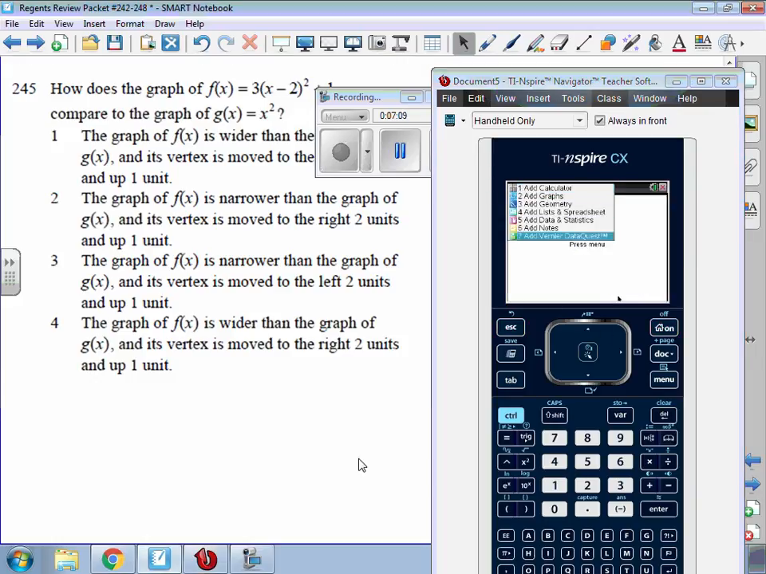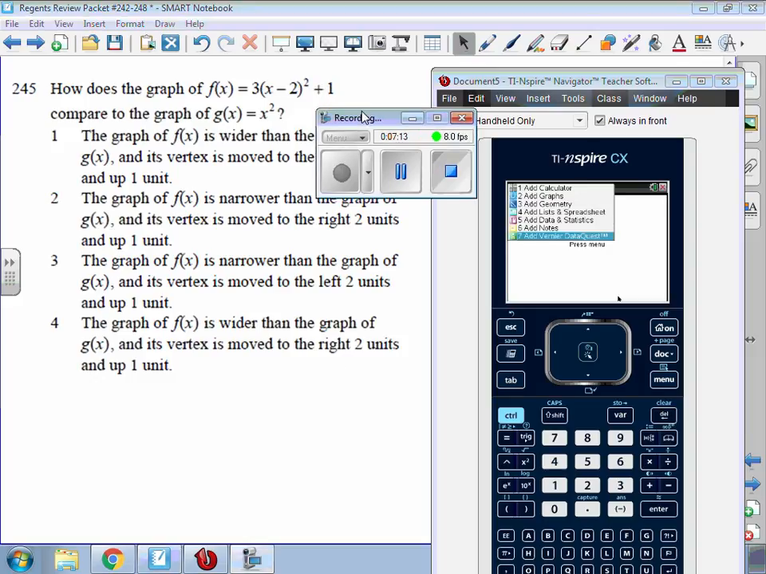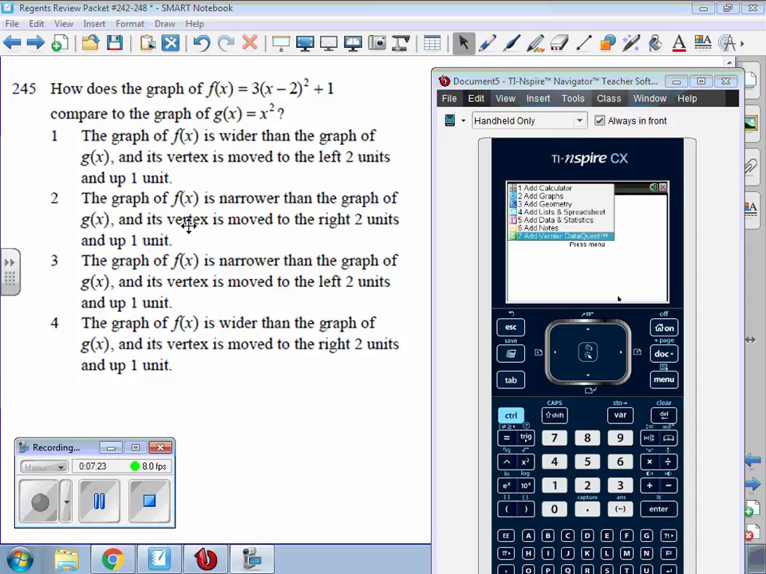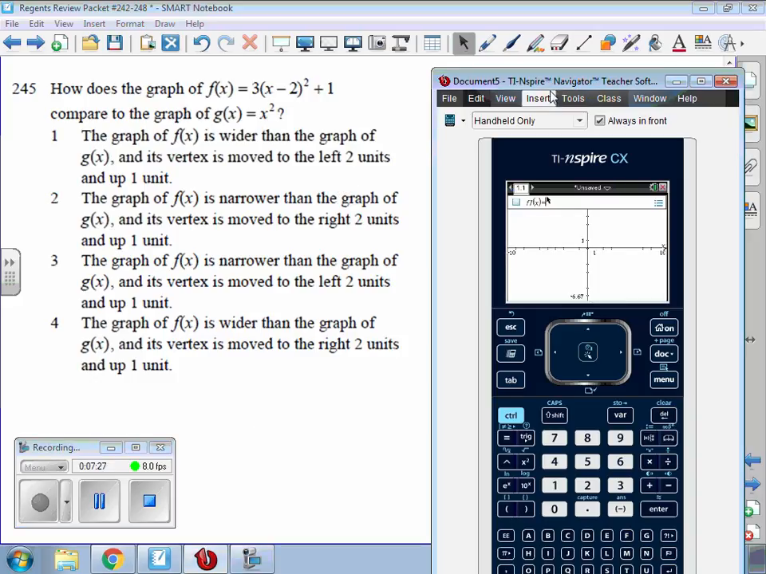There we go, sorry about that. How does the graph of f of x, 3 parentheses x minus 2 squared plus 1, compare to the graph of g of x, which is x squared? Well, if we're comparing two graphs, let's see what the two graphs look like. Let's graph both of them.